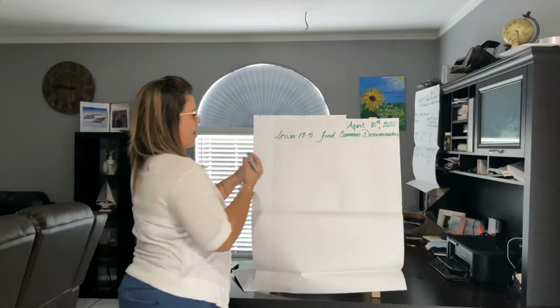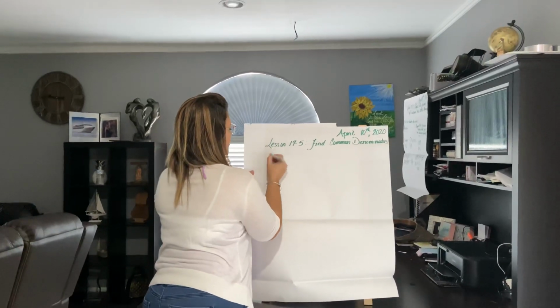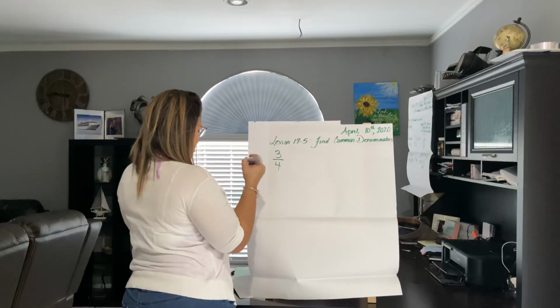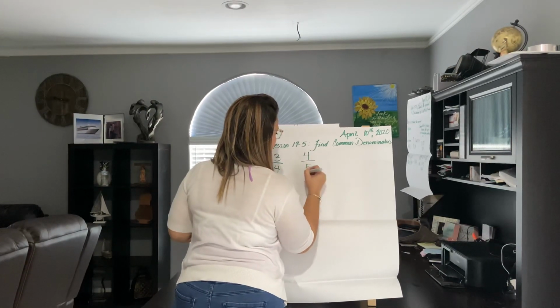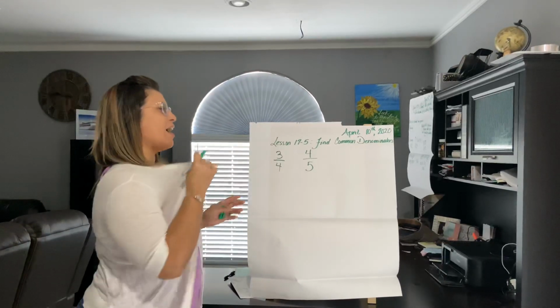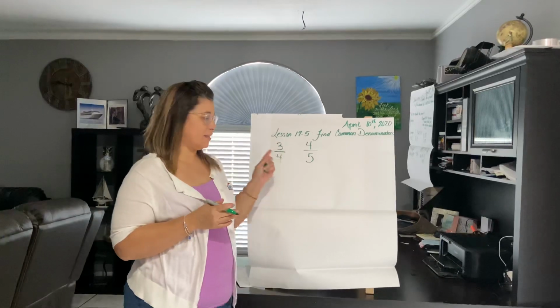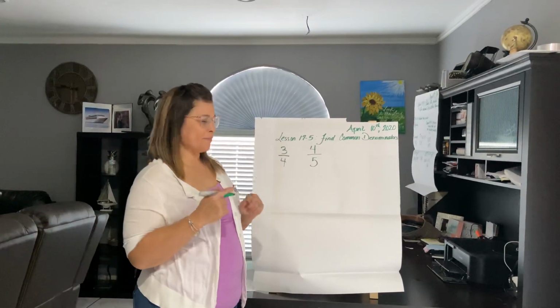When we have a fraction, for example, 3/4 and 4/5, and we want to find a common denominator for these two denominators, right? Because this is the denominator, remember that? And this is the numerator, okay?